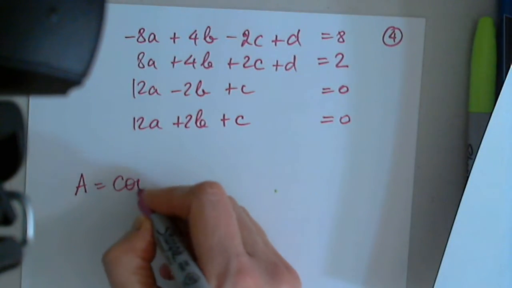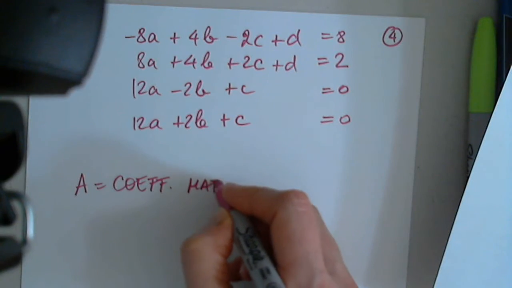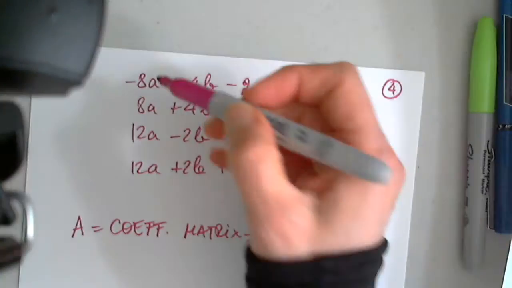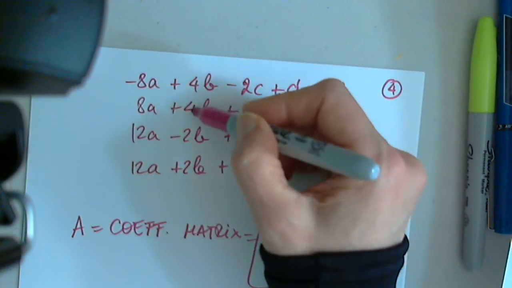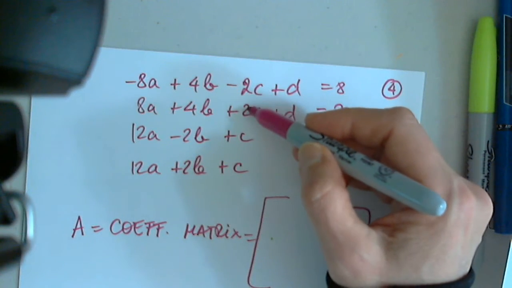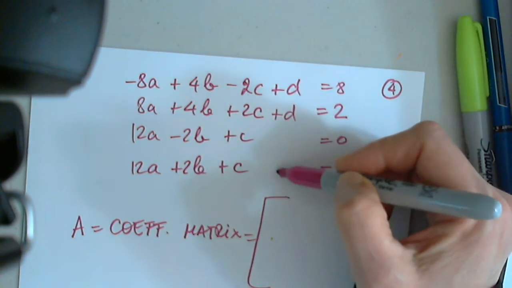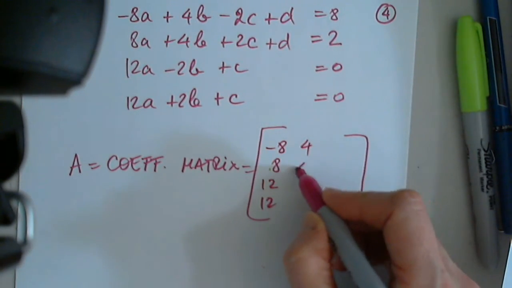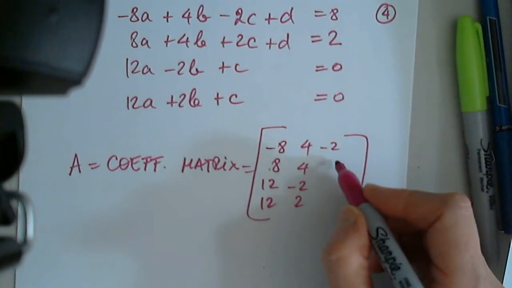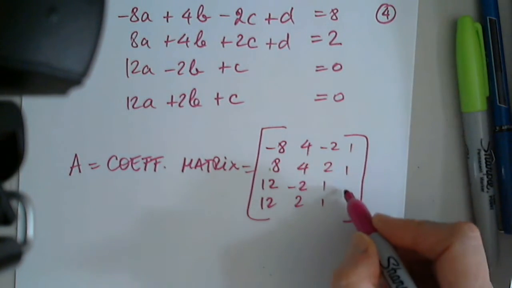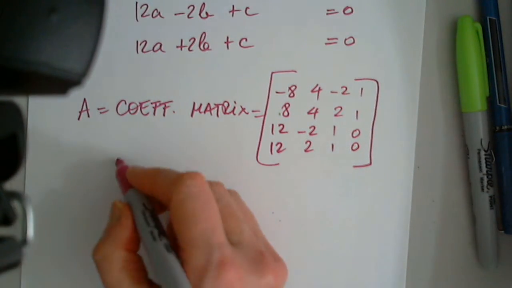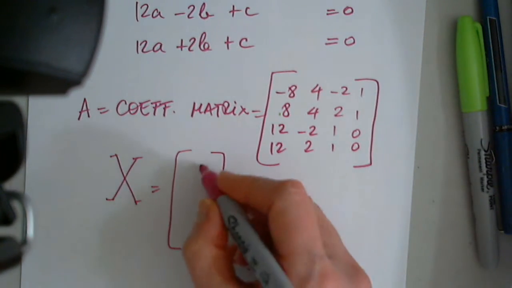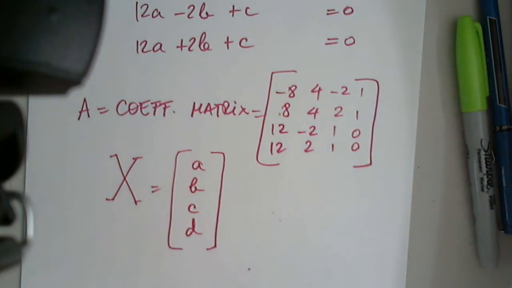A is the coefficient matrix, and it is this matrix of the coefficients. Negative 8, 4, negative 2, 1. 8, 4, 2, 1. 12, negative 2, 1, 0. 12, 2, 1, 0. The matrix of variables is a column matrix A, B, C, D.